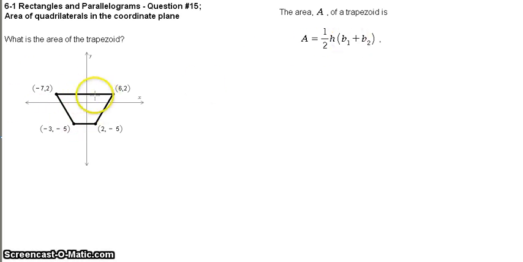Where's my height? My height is just here. My height is the distance between the two bases, right? That's my height. So let's find each one of them individually. How long is this? Can you guys try it? You can pause the video if you want and try to find how long the upper base is.